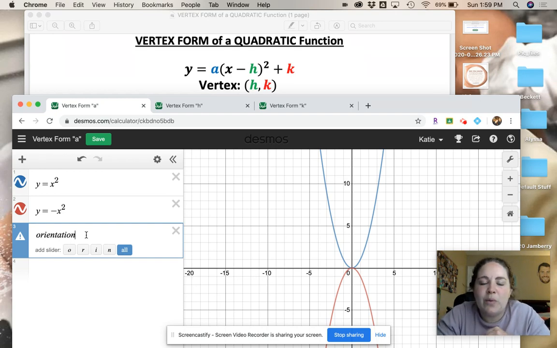And we're going to investigate what the other things do, h and k, here in just a second. But remember that a controls if it's facing upwards, if a is positive, or if it's facing downwards when a is negative. Okay, that's it.